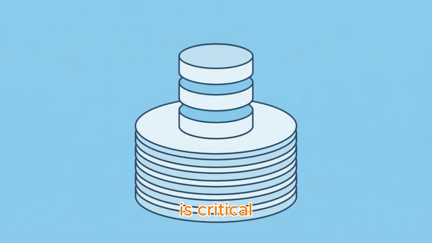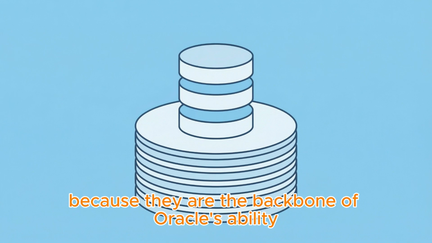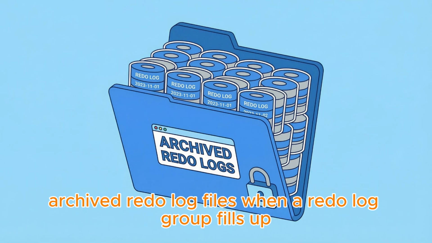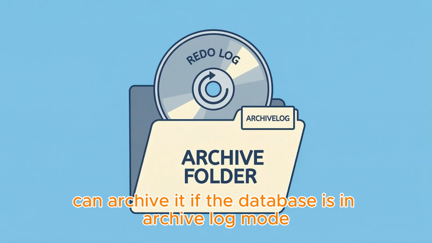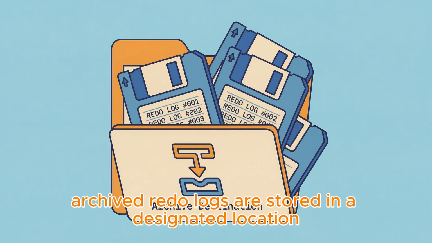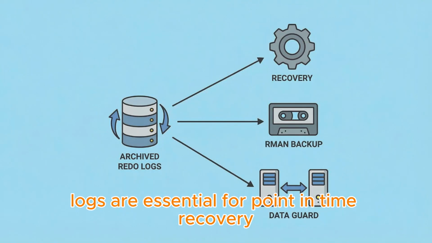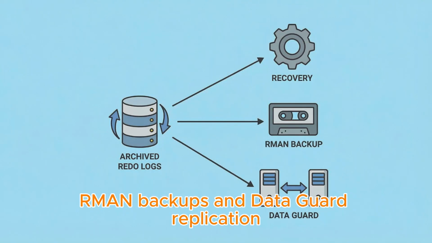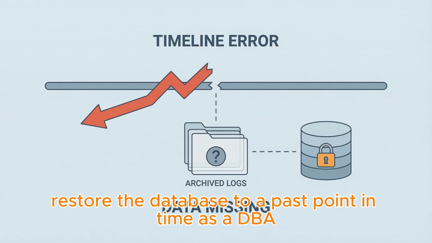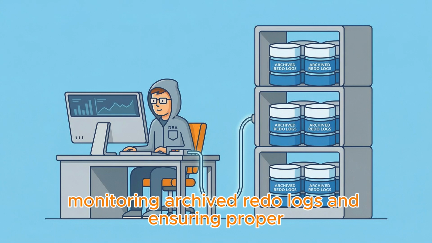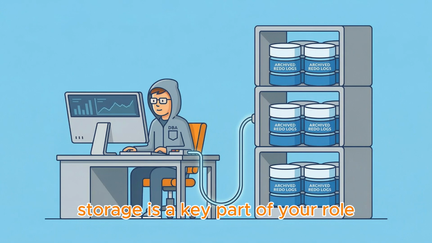Understanding redo log files is critical because they are the backbone of Oracle's ability to recover from crashes without losing data. Archived redo log files. When a redo log group fills up, Oracle can archive it if the database is in archive log mode. Archived redo logs are stored in a designated location, known as the archive log destination. These archived logs are essential for point-in-time recovery, RMAN backups, and Data Guard replication. Without archived logs, you cannot restore the database to a past point in time. As a DBA, monitoring archived redo logs and ensuring proper storage is a key part of your role.